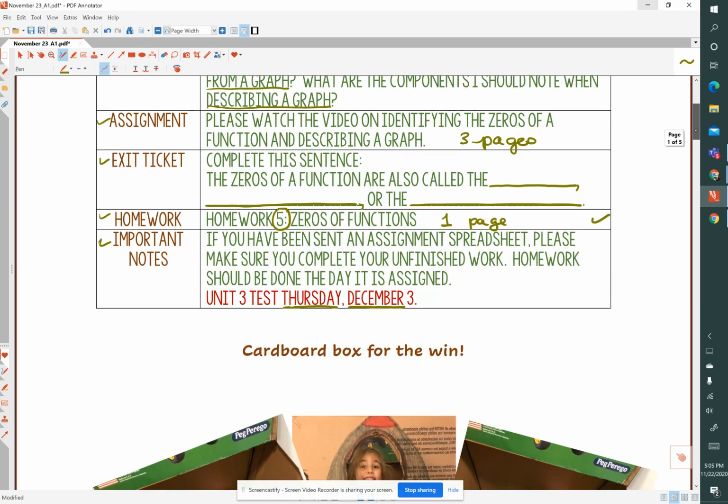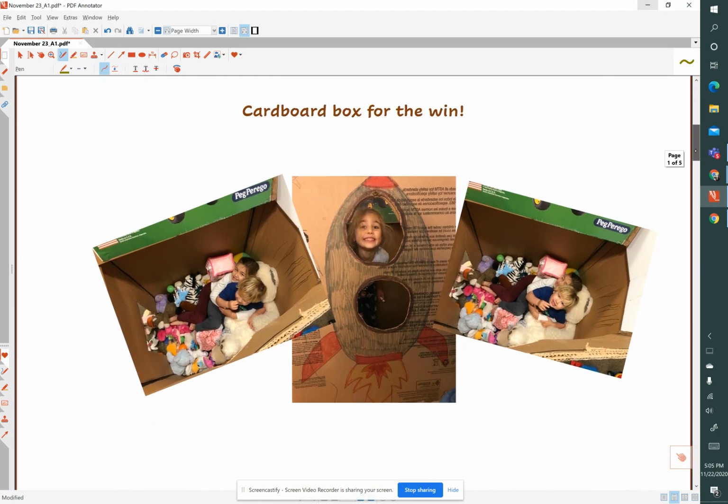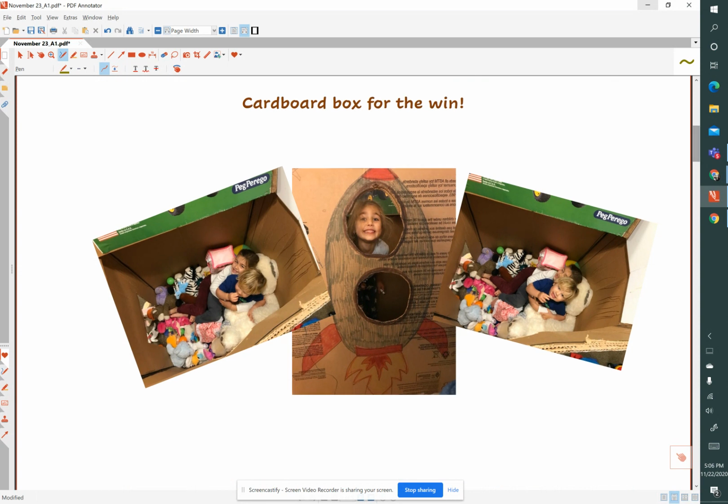Okay. So my daughter sent me pictures of my grandchildren, so I just thought I'd share them with you. Cardboard box for the win. Sometimes that's really just what you need, a cardboard box to have some fun. So I was missing my grandchildren and thought I would share them with you.